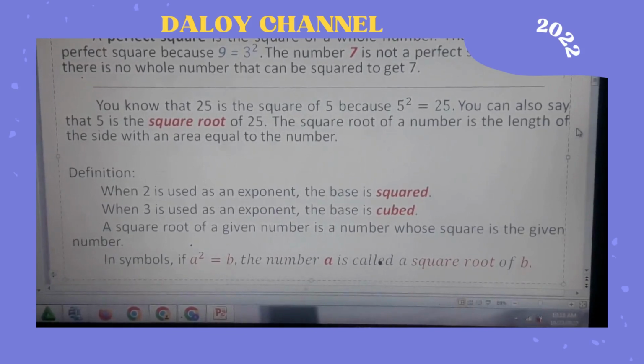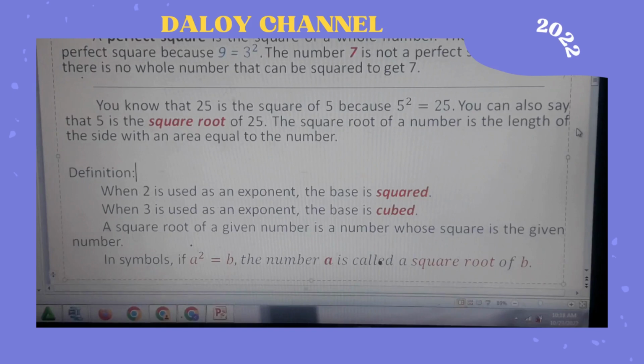You know that 25 is the square of 5 because 5 squared is equal to 25. You could also say that the square root of 25 is 5. The square root of a number is the length of a side of a square with an area equal to the number.